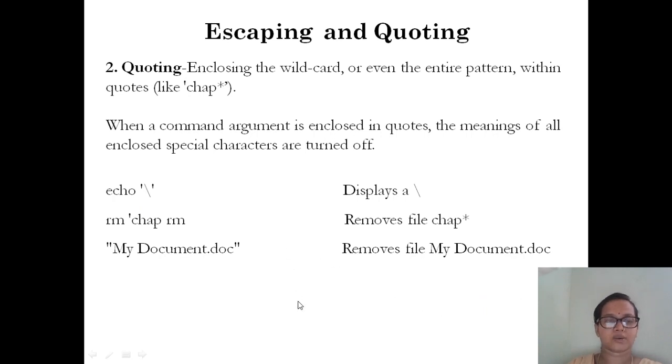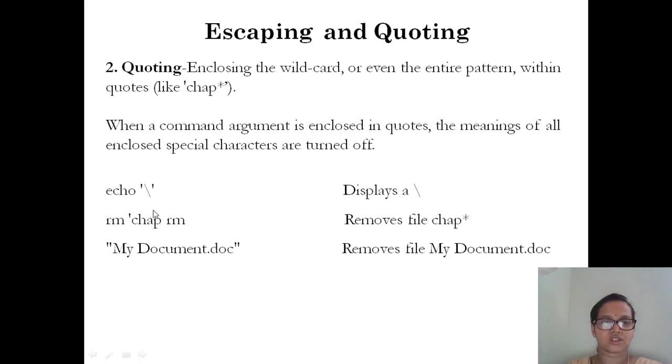Okay, next, coming on to quoting. What does quoting mean? It is used once again with the wildcard, so even the entire pattern can be enclosed within quotes. For example, if I want to give this chap star, I will just put it within single quotes. When the command argument is enclosed in quotes, the meaning of all enclosed special characters is turned off. So whatever special meanings there are, everything will be turned off.